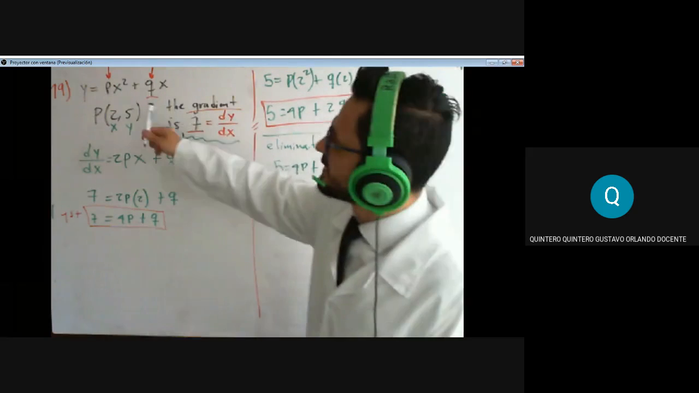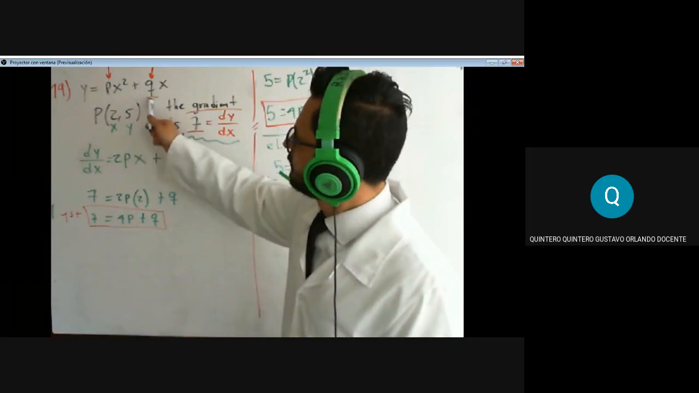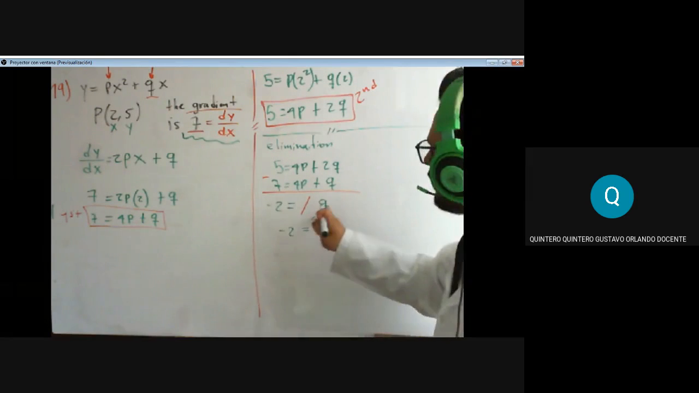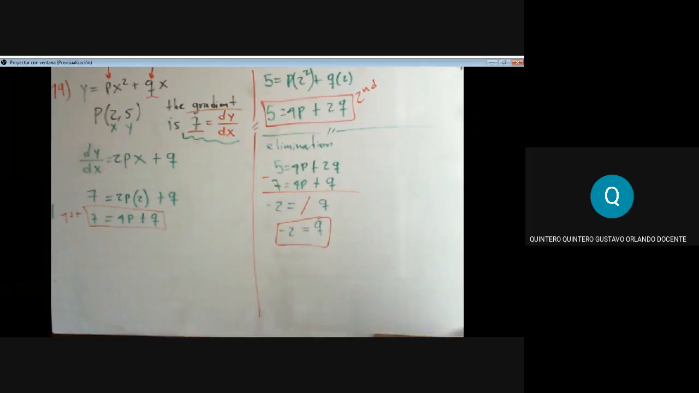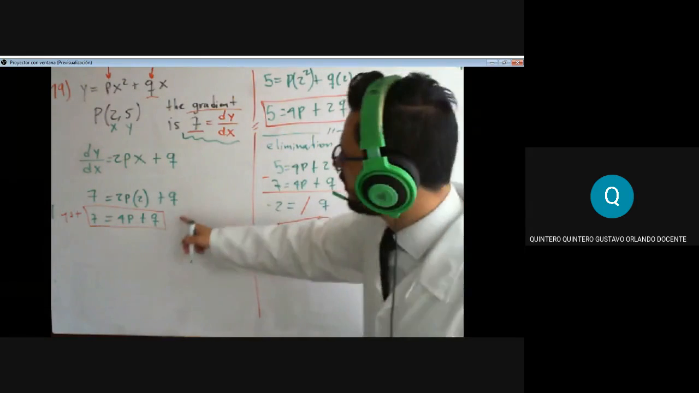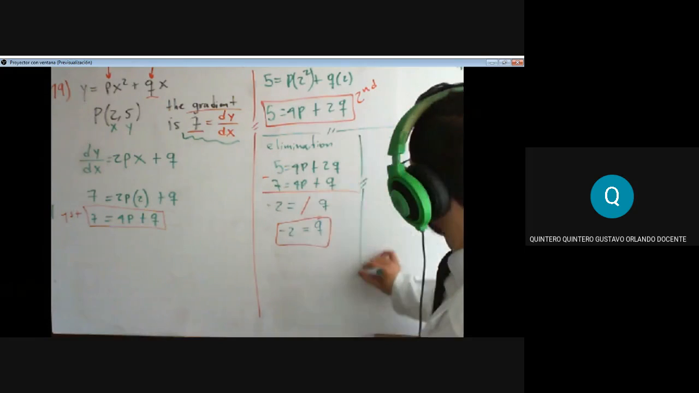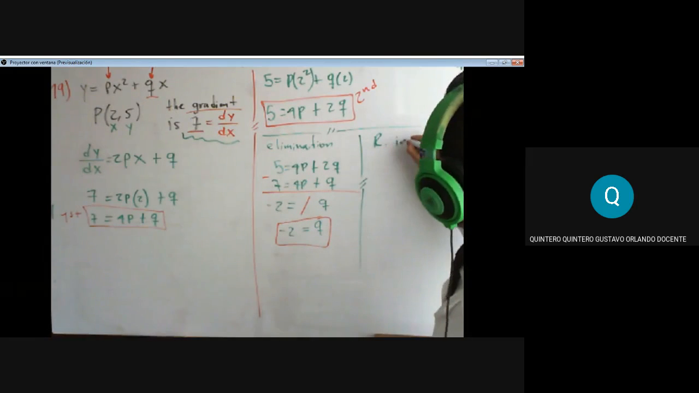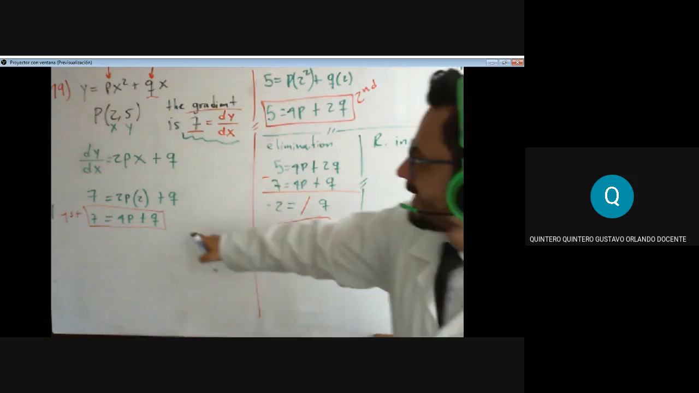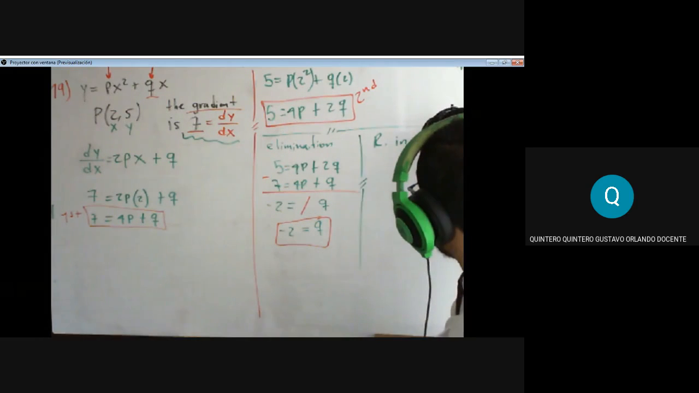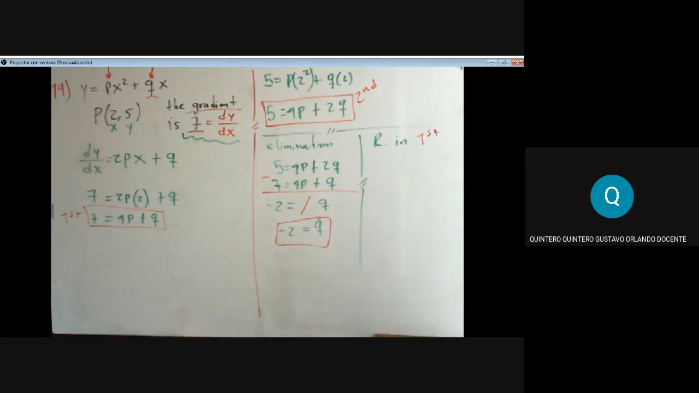Remember, the question says, find the values of p and q with this information. So we just did. We just found the value of q. There we go. I'm going to put it over here. And now that we have the value of q, we can replace q in any equation that we have, in the first one or in the second one. By doing so, we will have the value of p. So replacing in which one would be easier? I feel like the first one will be easier. So replacing in the first, right?